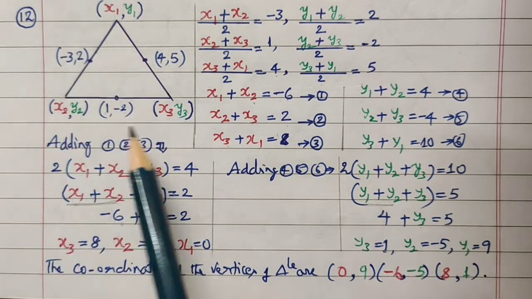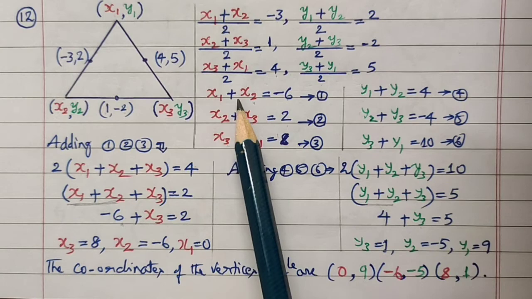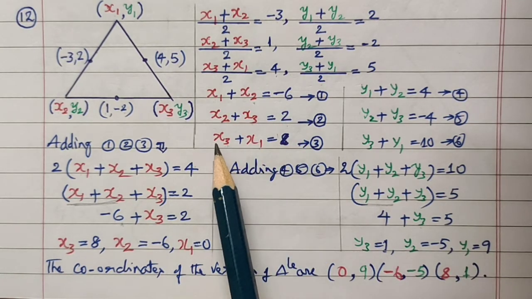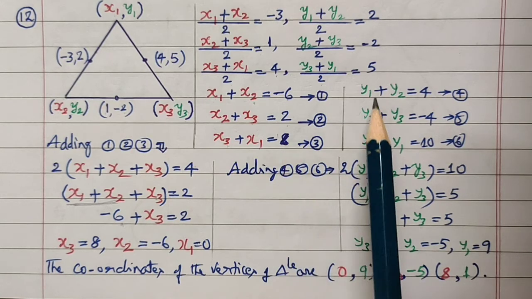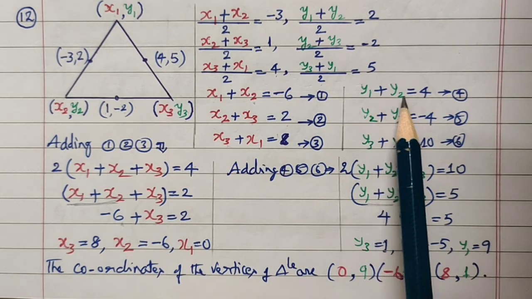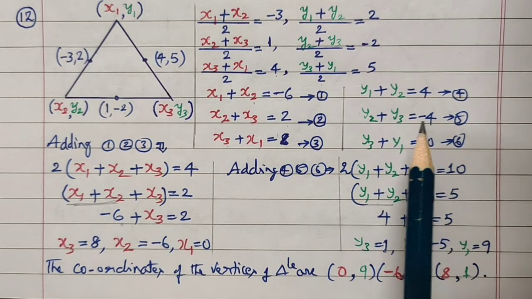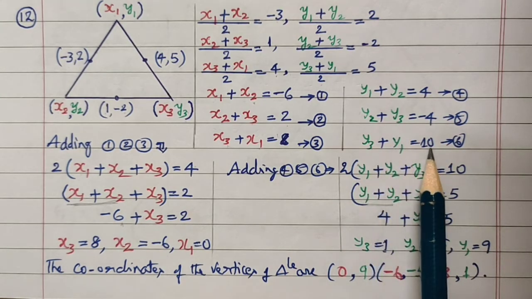3, like that. For all of them you get 6 equations: x1 + x2 = -6, x2 + x3 = 2, x3 + x1 = 8. Like that, we also get y1 + y2 = 4, y2 + y3 = -4, y3 + y1 = 10.